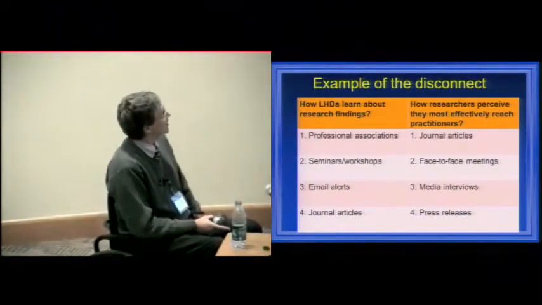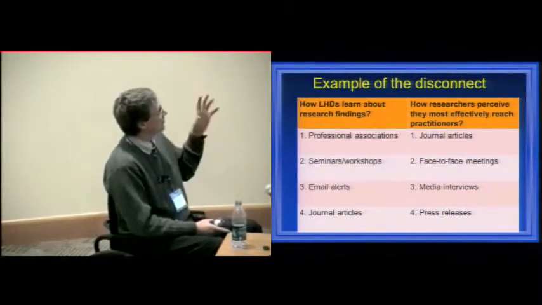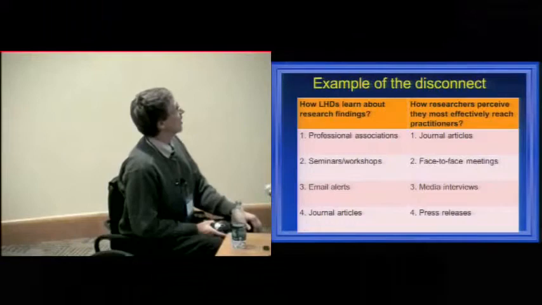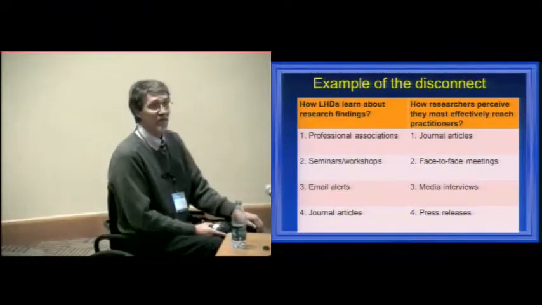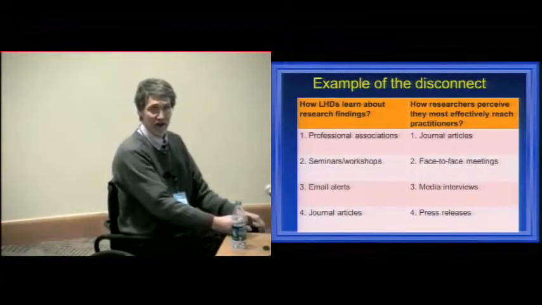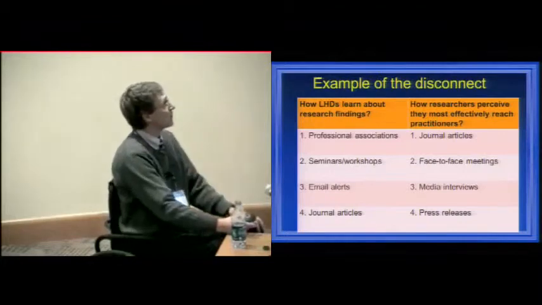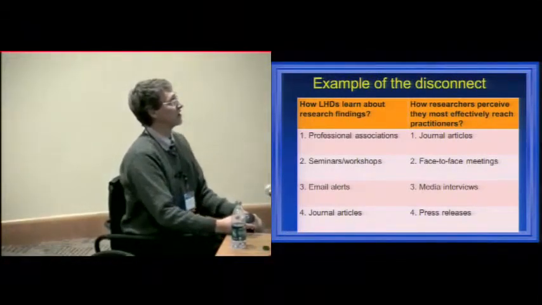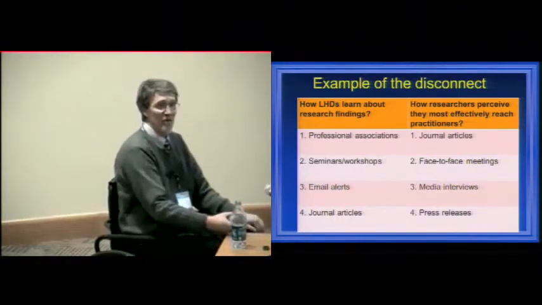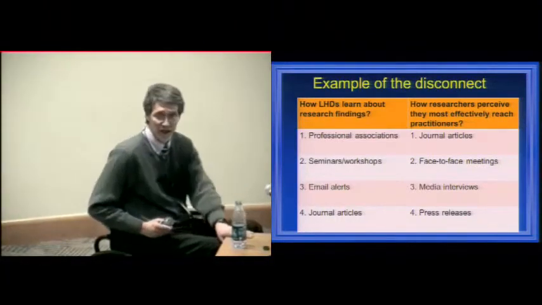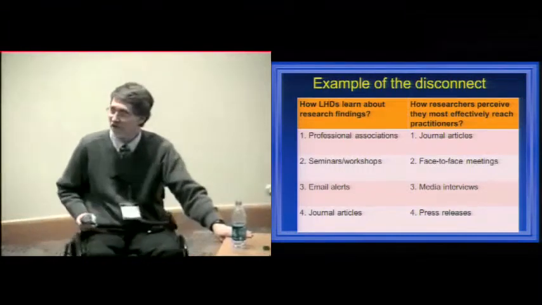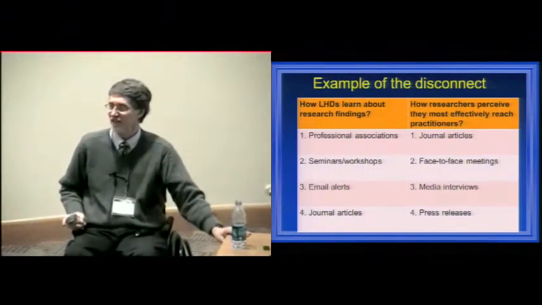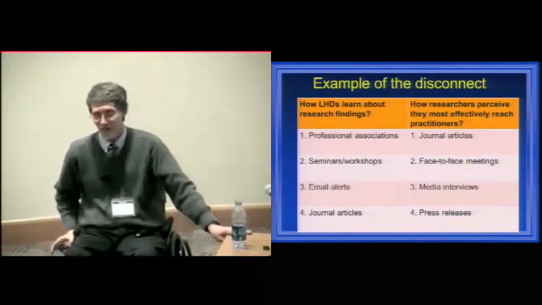The left column is a study that we're just starting to publish now with local health departments. This is about 500 leaders of local health departments. We asked them how they learn about the latest research findings, and you can see the list here. The right side is about 250 of the leading public health researchers in the United States. We asked them the most effective ways that they reach practitioners. What do you see with these lists? Is there any problem there?